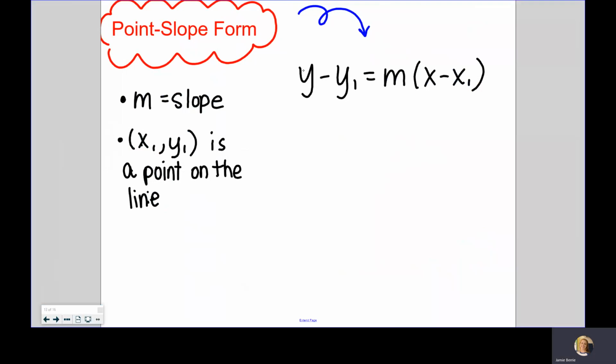So point-slope form is y minus y1 equals m times x minus x1. Point-slope form is actually derived from the slope formula. So you could just divide both sides by x minus x1, and it gives you back the slope formula, which is kind of cool. Here, of course, m represents the slope, and x1, y1 is just a point on the line.